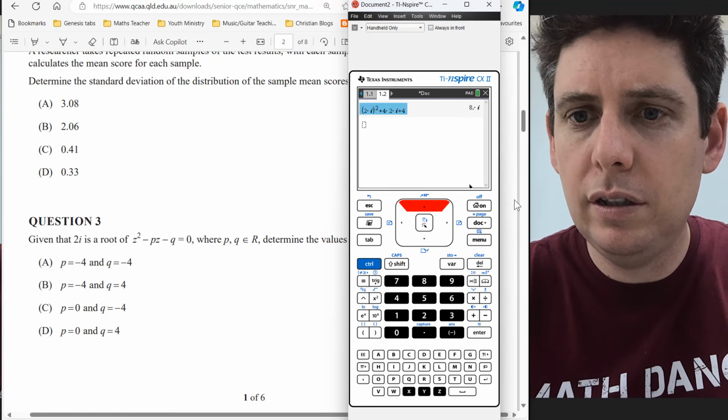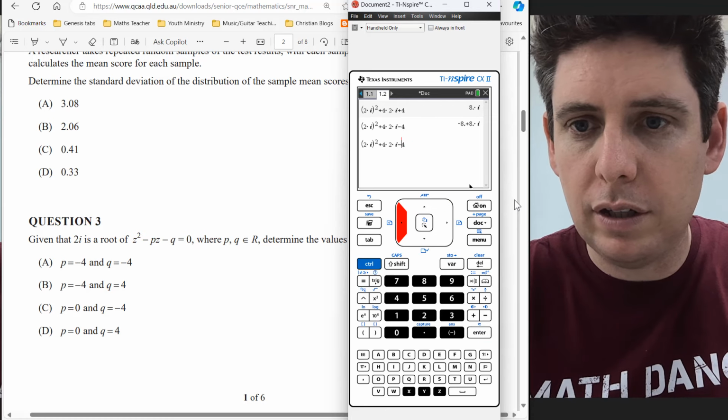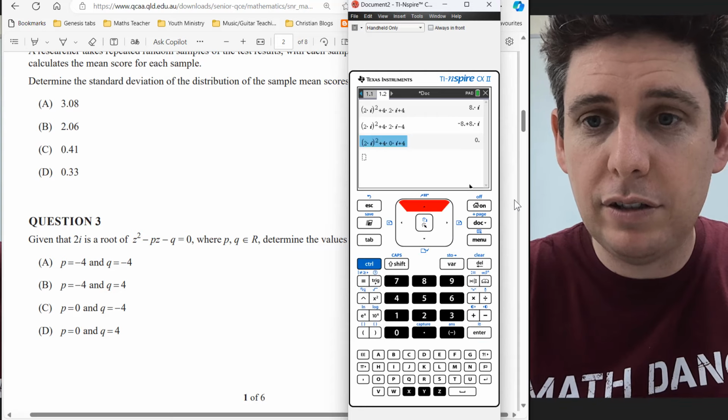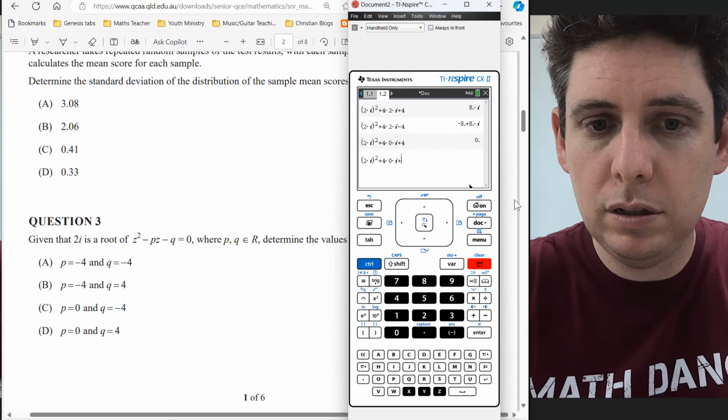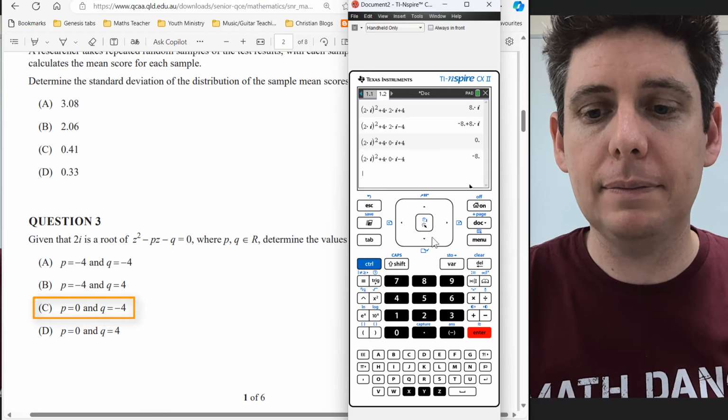So that doesn't equal zero. So let's try the next one. That doesn't equal zero. Let's try the next one. That equals zero. Let's just double check the last one. So the answer is C for question three.